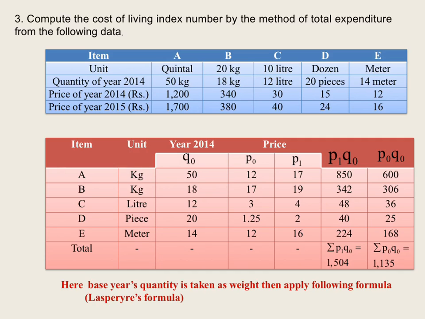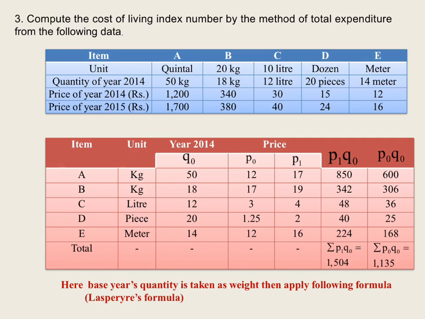Then in case of item B, the unit of measure is 20 kg, and the price of 340 is divided by 20, so we get the price for 1 kg. 340 divided by 20 is 17 rupees, and 380 divided by 20 is 19 rupees. And quantity is 18. In case of C, the unit is 10 liter. So 30 rupees is the price for 10 liter. So for 1 liter it is 3 rupees, and in 2015 it is 4 rupees.